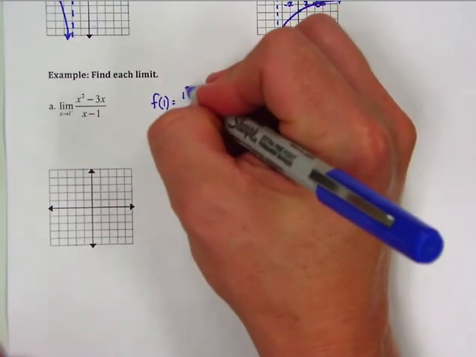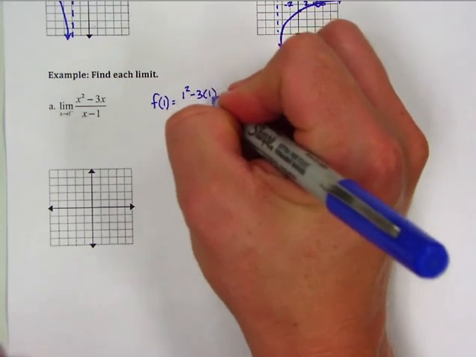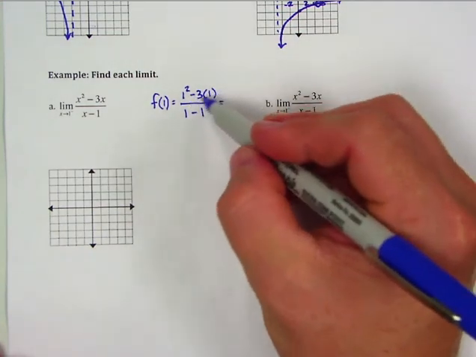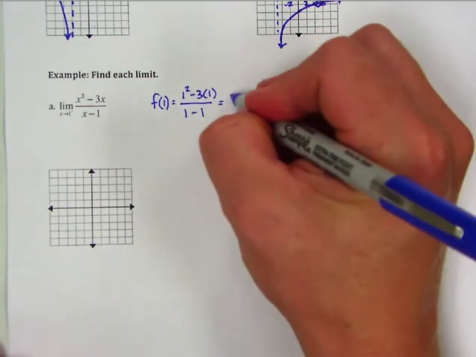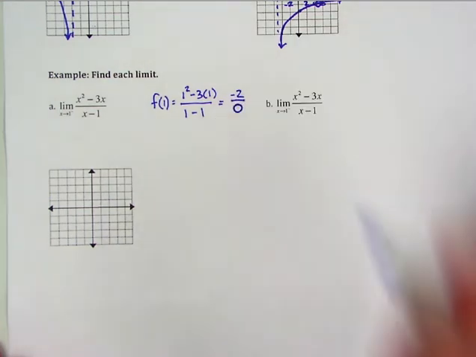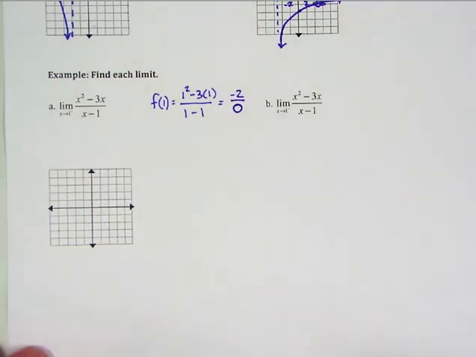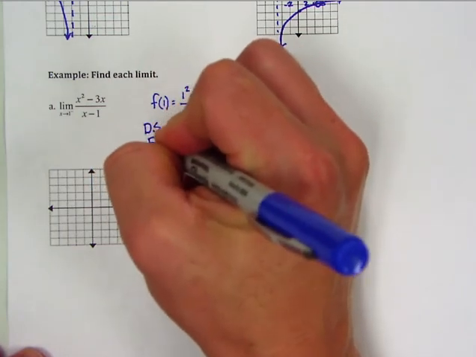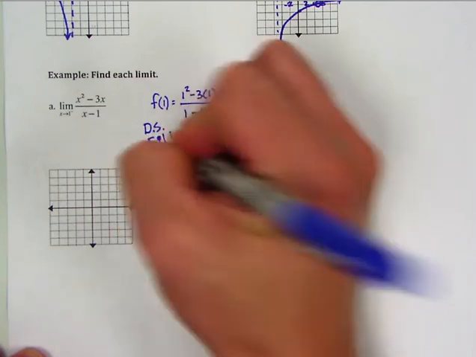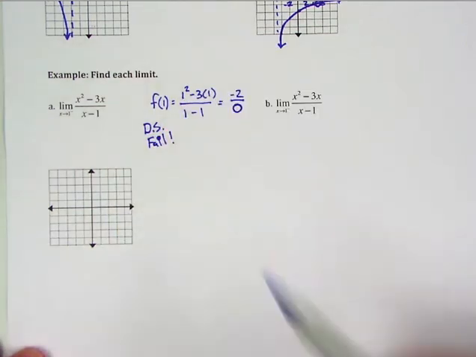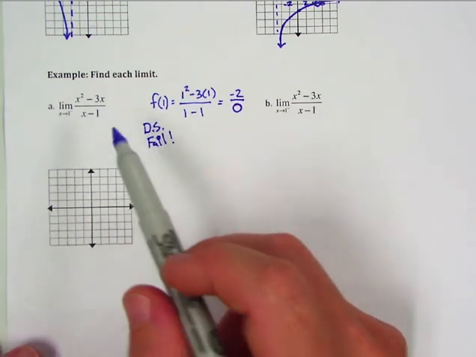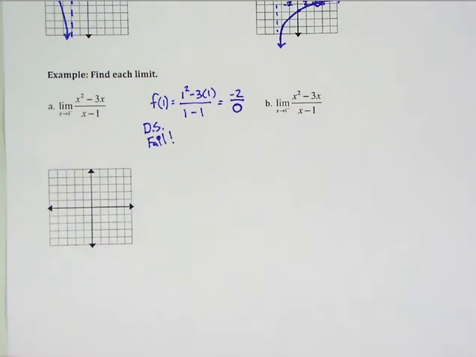So we get 1 squared minus 3 times 1 over 1 minus 1. And this gives me 1 minus 3, which is negative 2 over 0. Now, this tells us that direct substitution fails to find the limit. Okay. Now, before, we would have had to go ahead and try to factor this or figure out what's going on at this point to see if the limit could still exist.